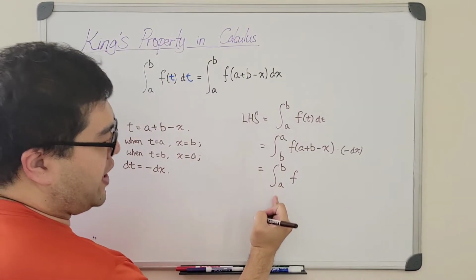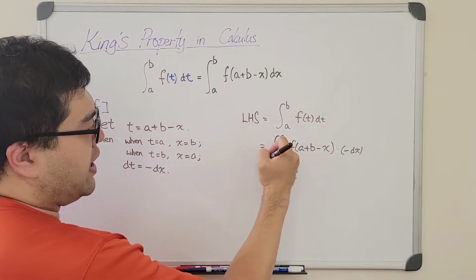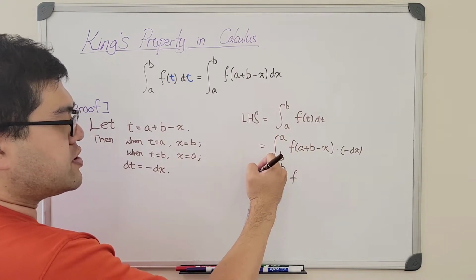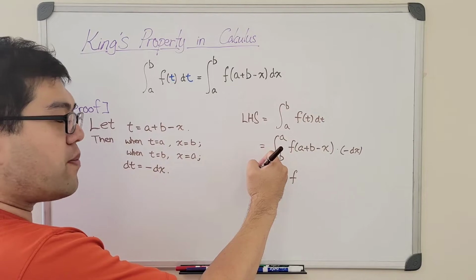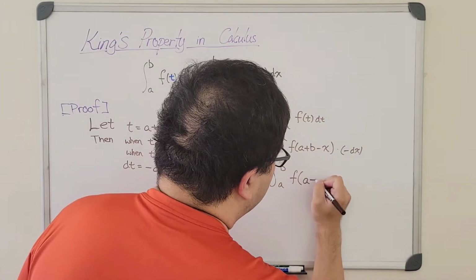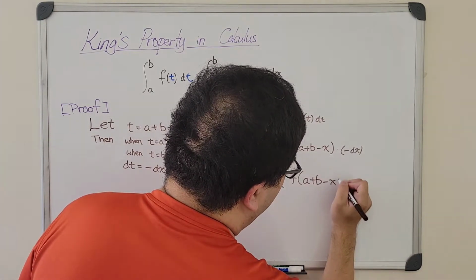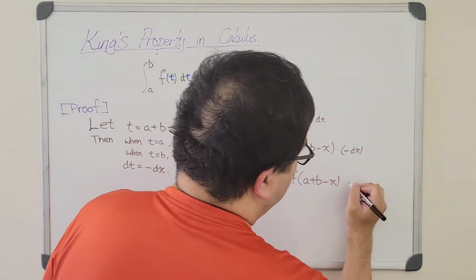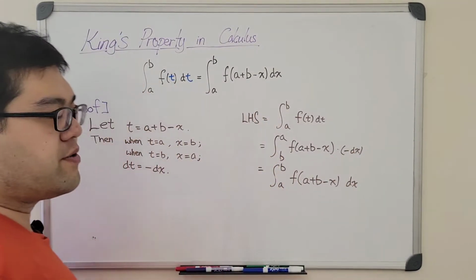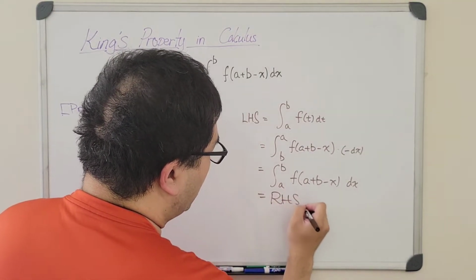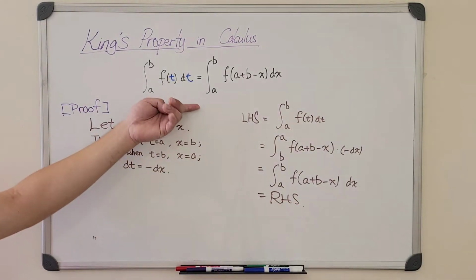The integral from a to b, again, now the a, which is originally the upper bound, becomes the lower bound, and the b, which is the original lower bound, turns into the upper bound, of the function f of a plus b minus x, and then dx, which is up here. Good. Now we have already proved why this property works.